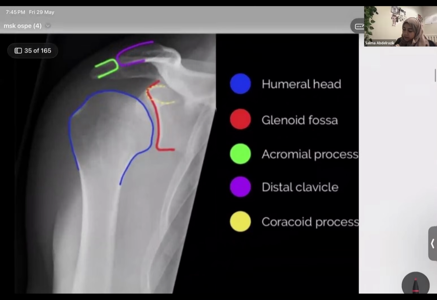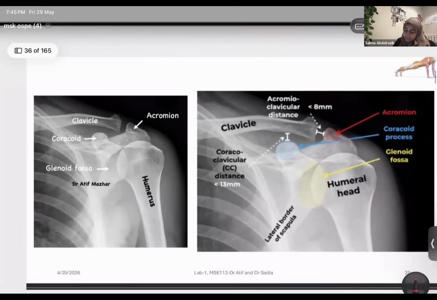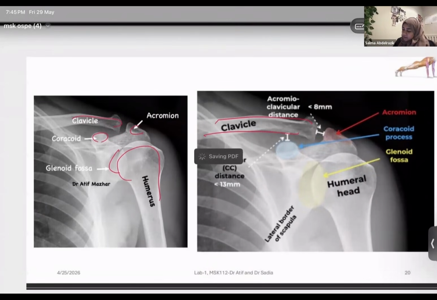And this is another picture which is with color, so it's easier to see. You have the clavicle, acromion, coracoid, glenoid, and humerus head. Done. More pictures! This is an issue here because there's a separation between the acromion and clavicle. The distance should be less than 8 millimeters. If it's more, there's a problem. Anyways, we have humeral head, glenoid fossa, coracoid process, acromion.